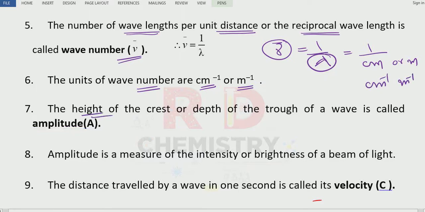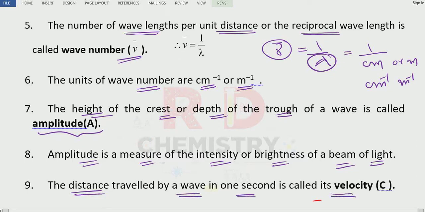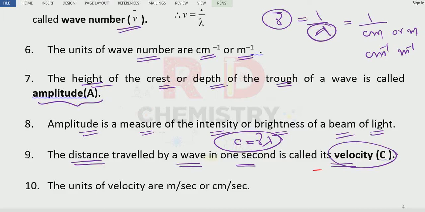Now, the height of the crest or the depth of the trough is called the amplitude. Amplitude is a measure of intensity or brightness of a beam of light. The distance traveled by a wave in 1 second is called its velocity. The velocity symbol is c. So we have finally the expression c is equal to nu into lambda. The unit of velocity is meter per second, or it can be centimeter per second.